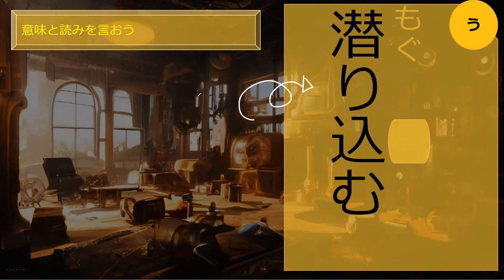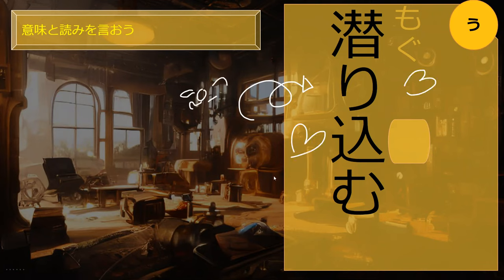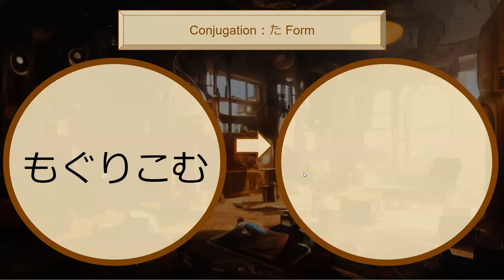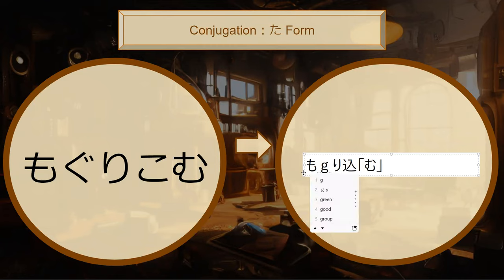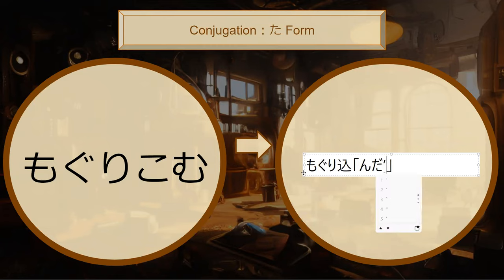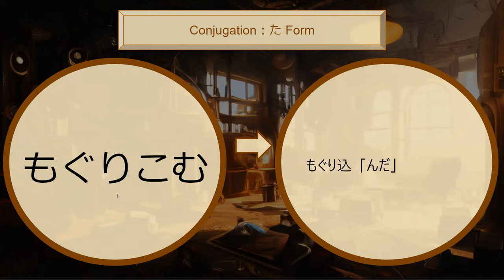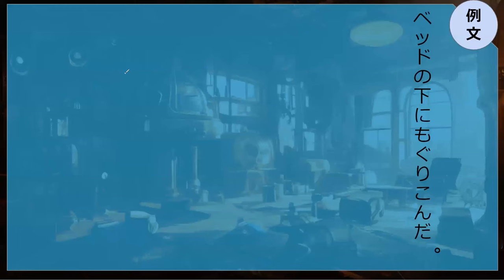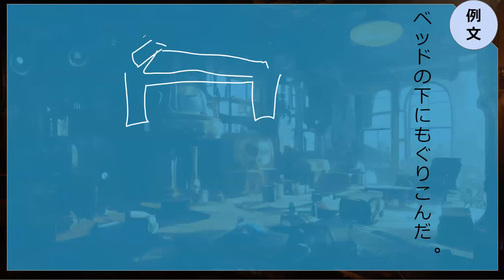Do you know what moguri komu means? We said moguru was to crawl, so this is crawl into. Perfect. What is the past tense form of to crawl into? Since komu is a mu word, it's konde. Yep, mogurikonda. Can you read this example sentence for me? Beddo no shita ni mogurikonda.